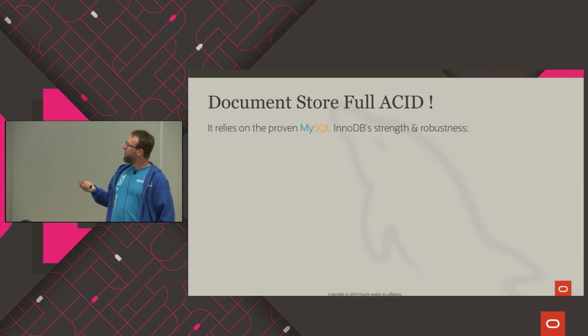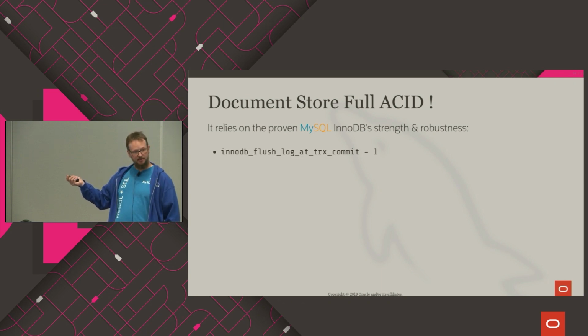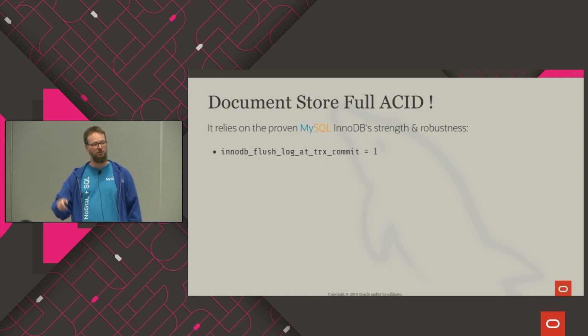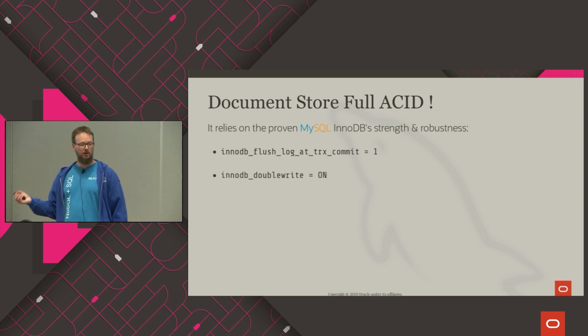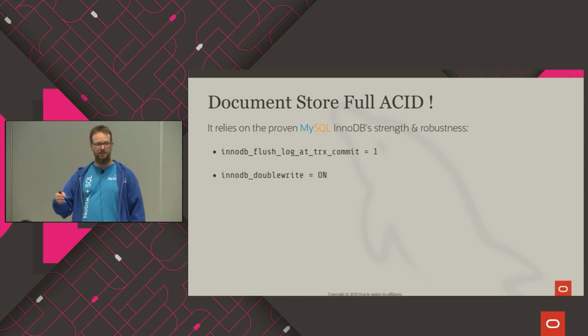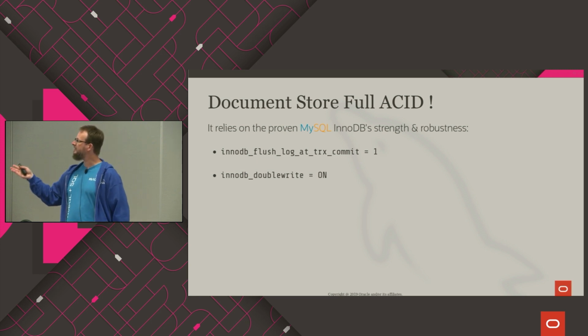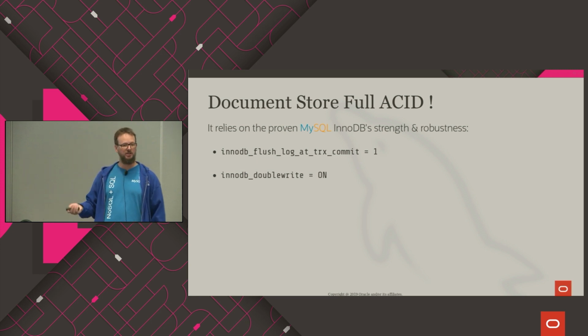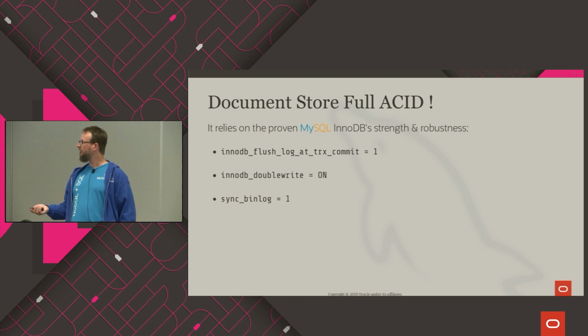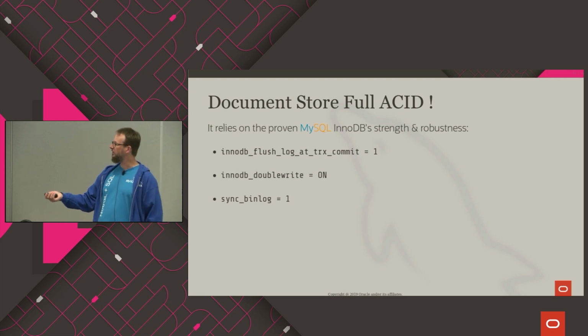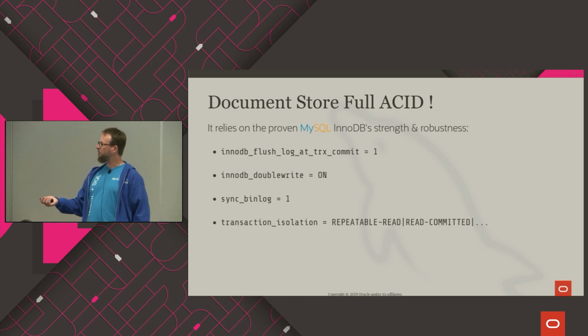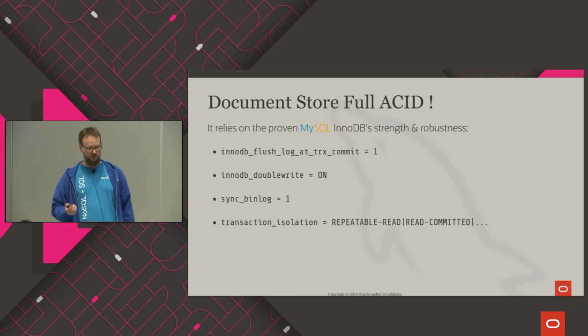So, of course, the document store is also full ACID. So we use InnoDB flush logs at transaction commit at once. So every transaction you're going to do will be flushed on disk. We use the double write buffer. It's on. So if you are a DBA and you know InnoDB, this is all the things you do to not lose any data at all ever, even if you use replication: sync_binlog equal 1. And then we have transaction isolation, all supported in the document store. So we are full ACID.